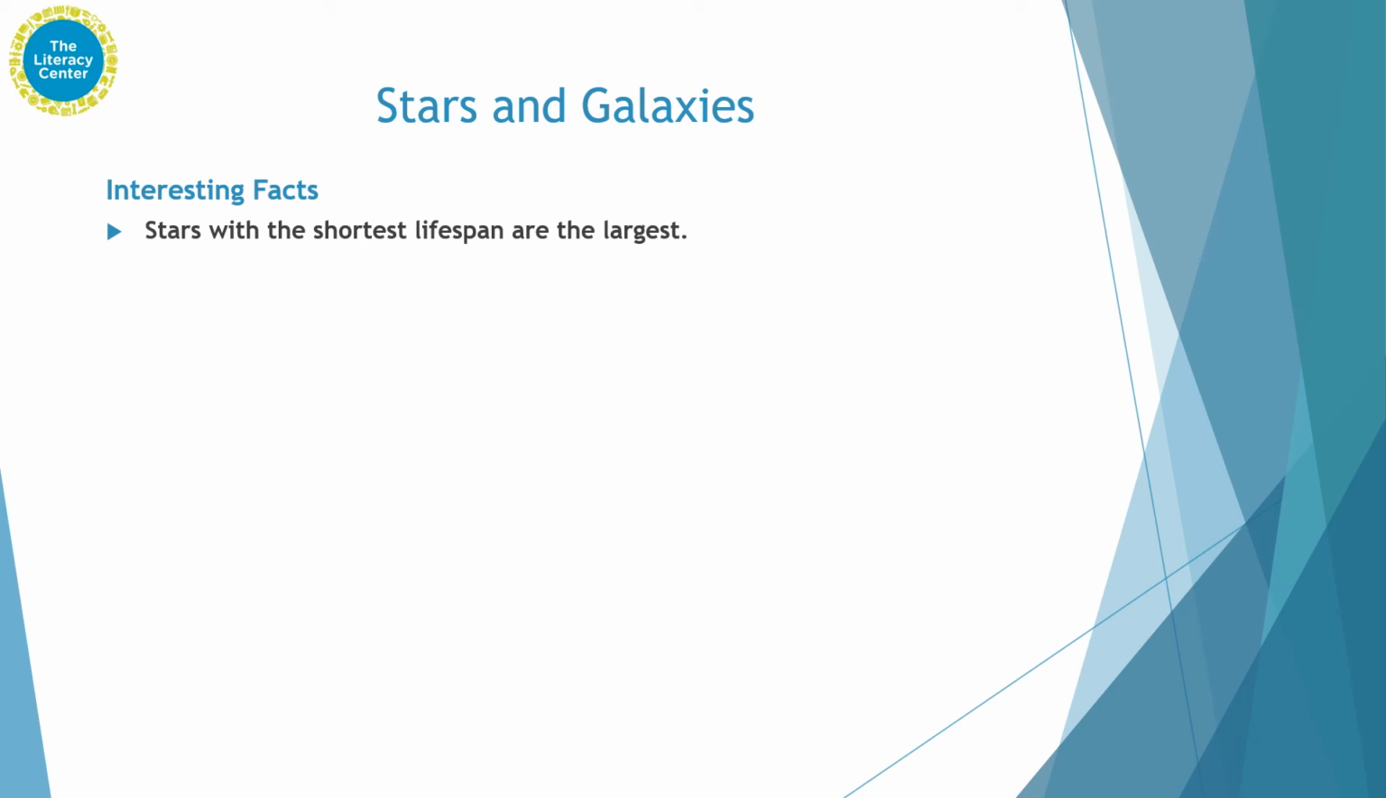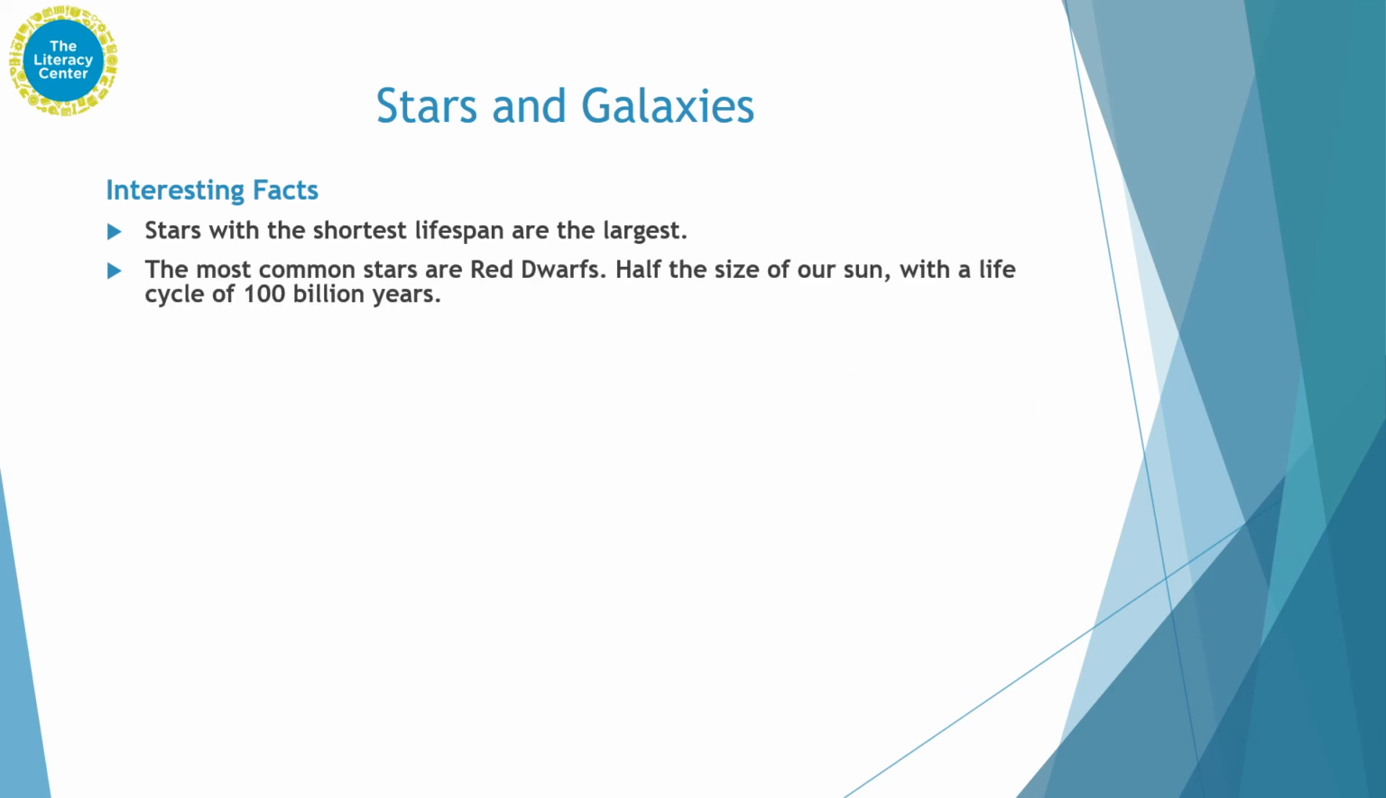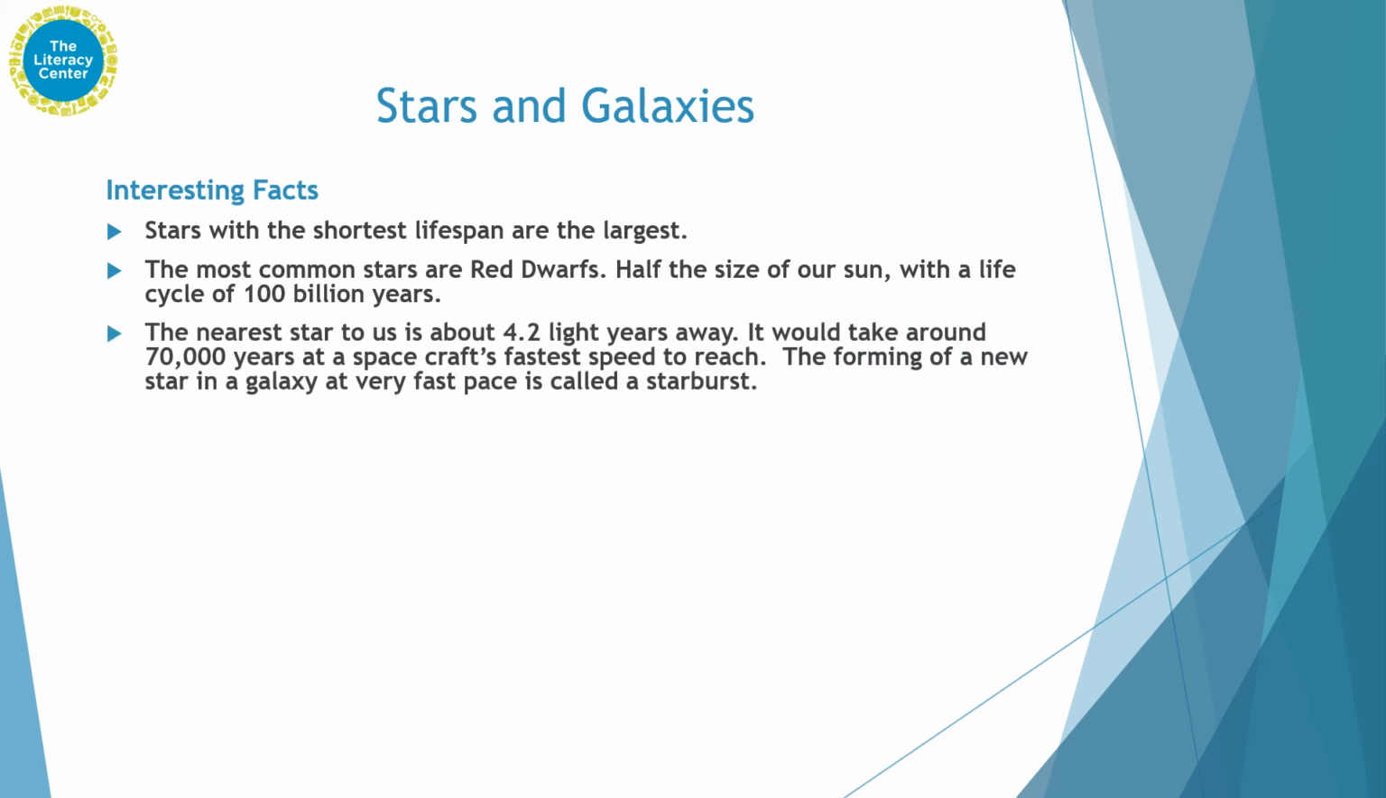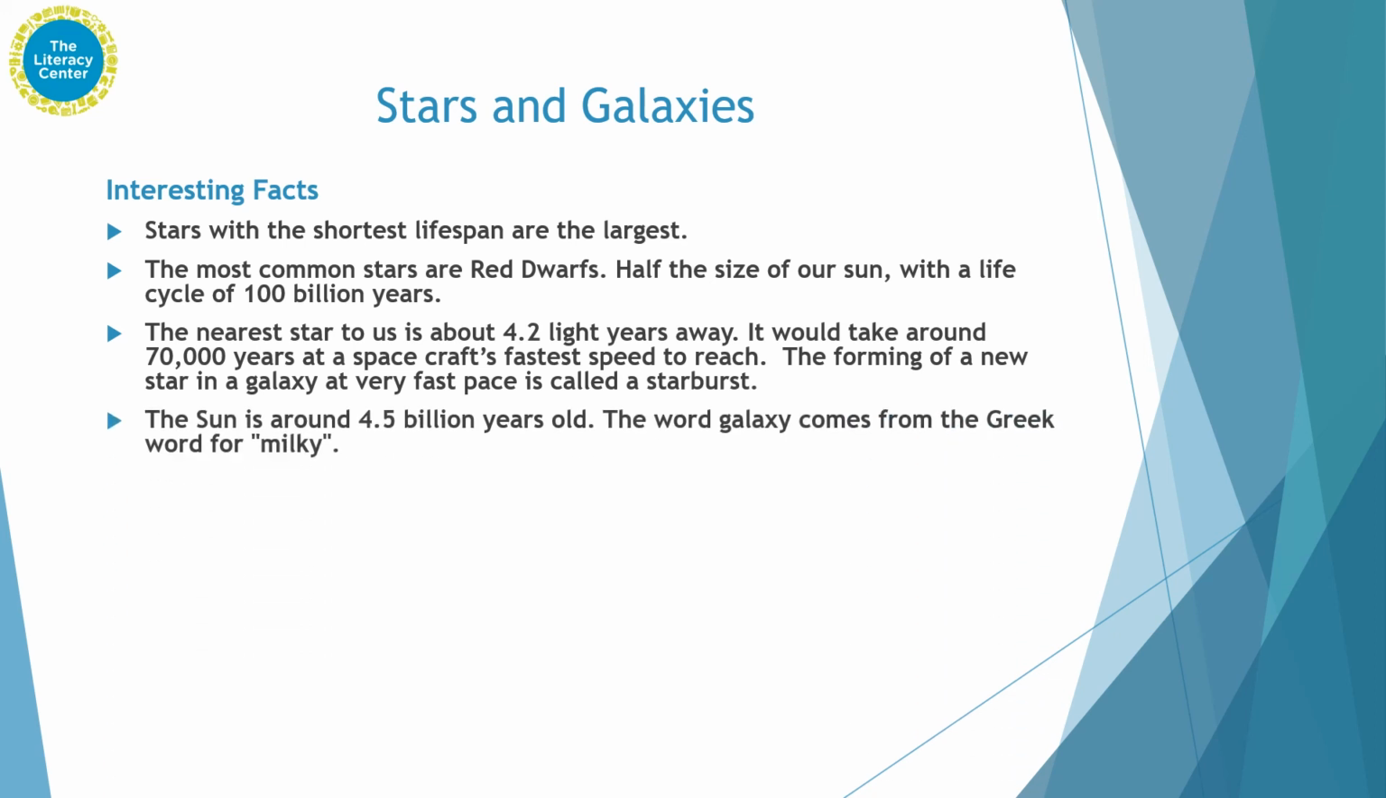Let's talk about some interesting facts about the stars and the galaxies. Stars with the shortest lifespan are the largest. The most common stars are red dwarfs, half the size of our Sun, with a life cycle of 100 billion years. The nearest star to us is about 4.2 light years away. It would take around 70,000 years at the spacecraft's fastest speed to reach there. The forming of a new star in a galaxy at a very fast pace is called a starburst. The Sun is around 4.5 billion years old.